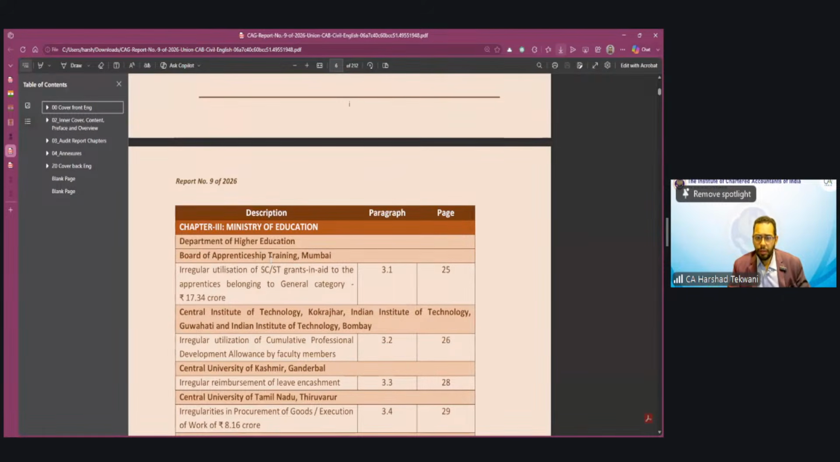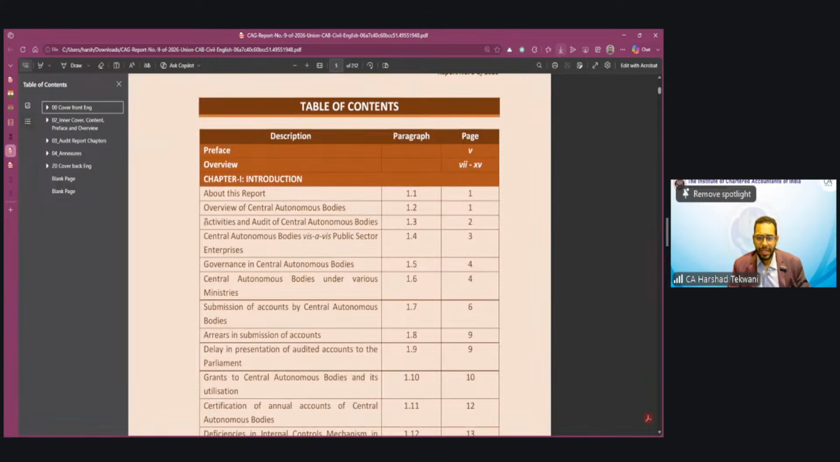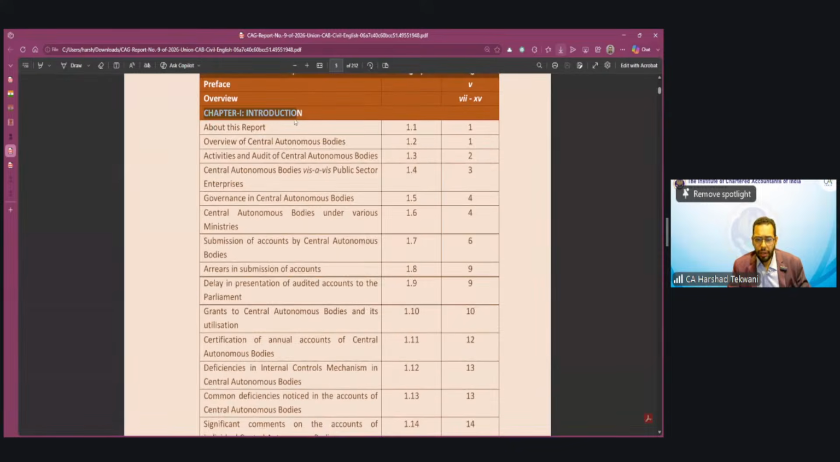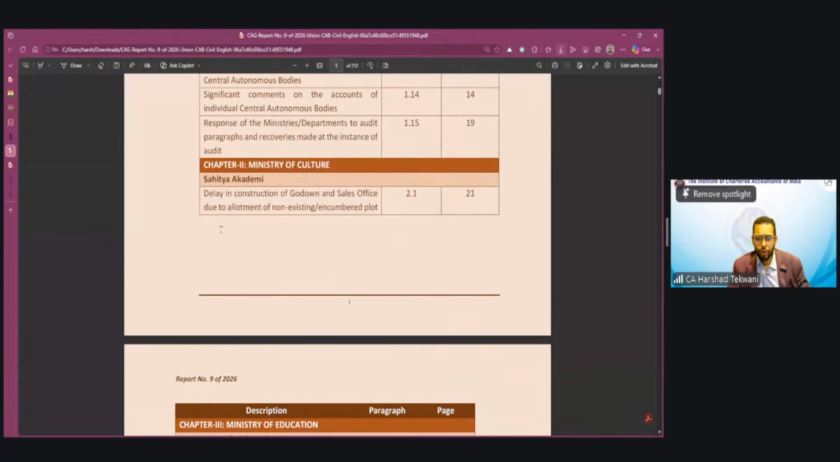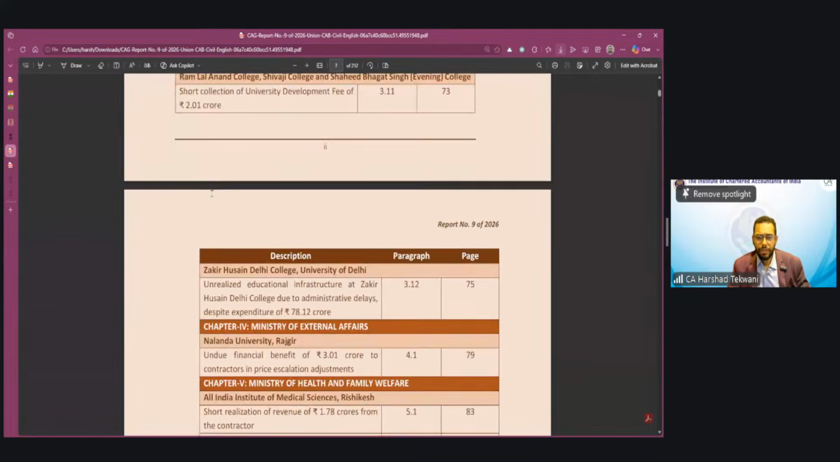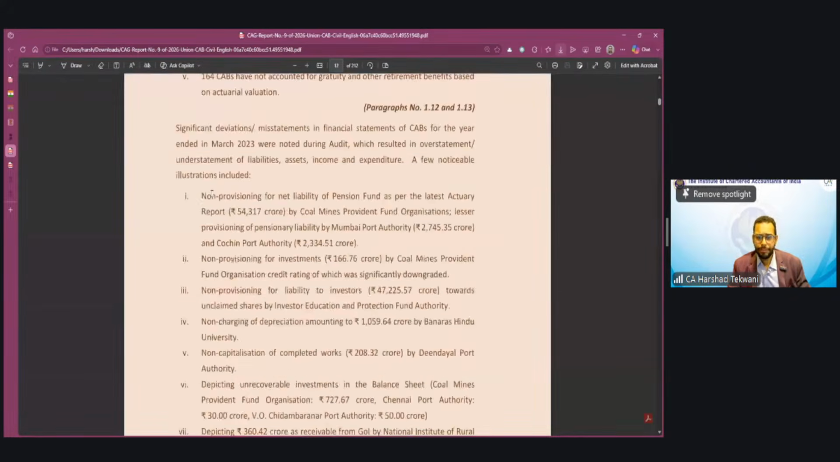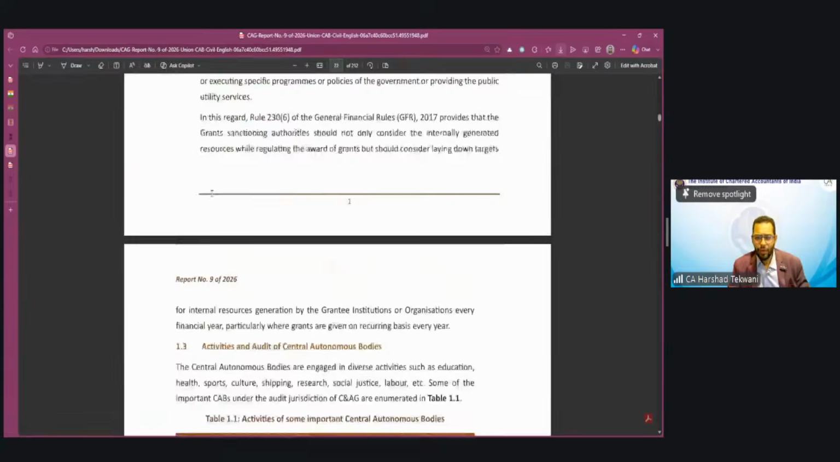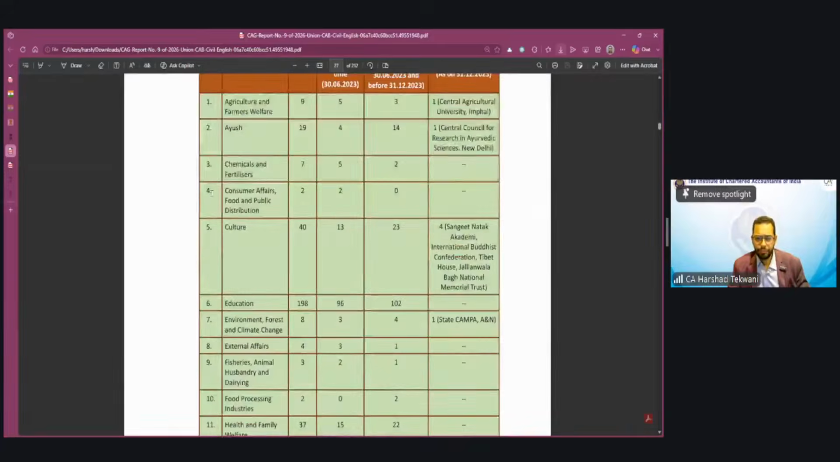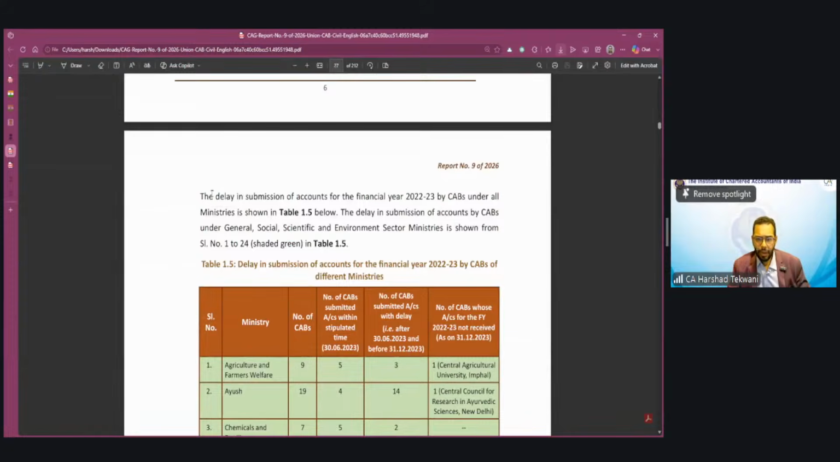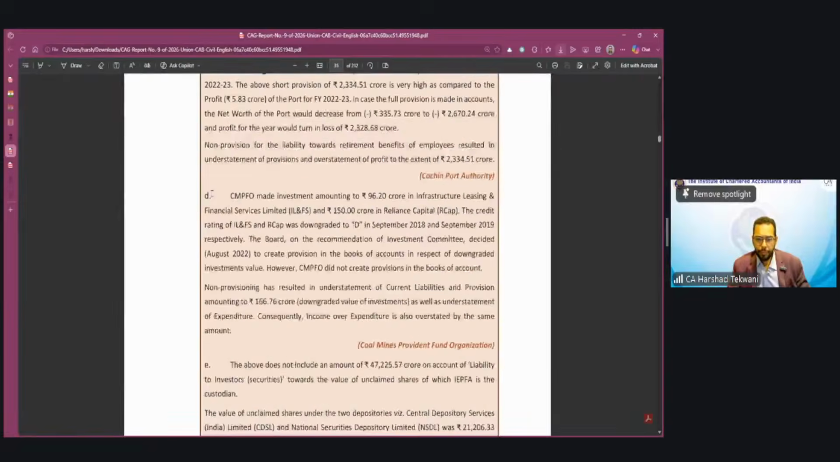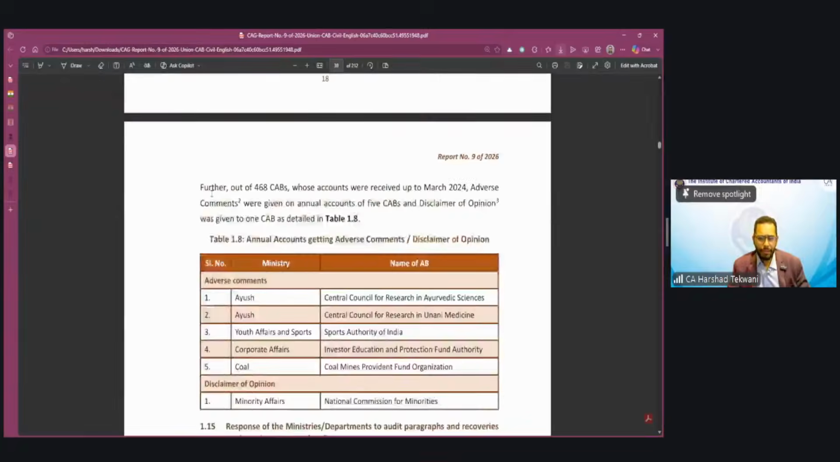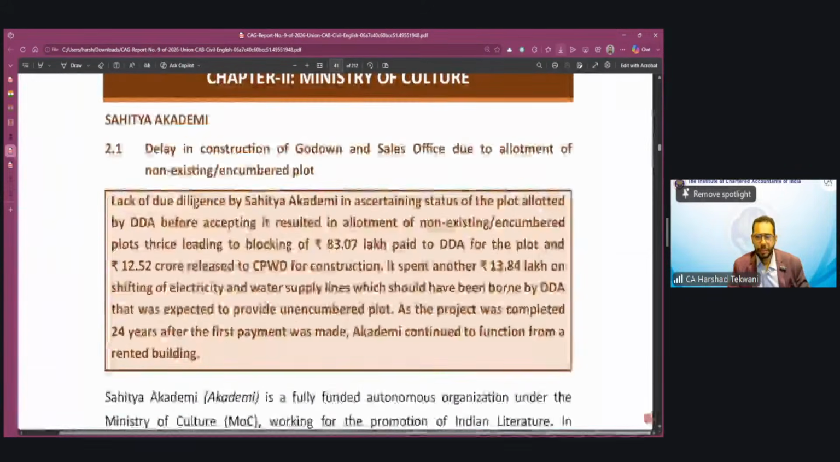Okay, and let's see. This is the introduction chapter, the report overview. We will start with chapter 2, which is something with respect to one of the bodies. So I'll skip chapter 1 entirely and go for chapter 2, because chapter 1 is kind of a summary. Let's not go into the summary. Let's start from chapter 2. This is one such body.